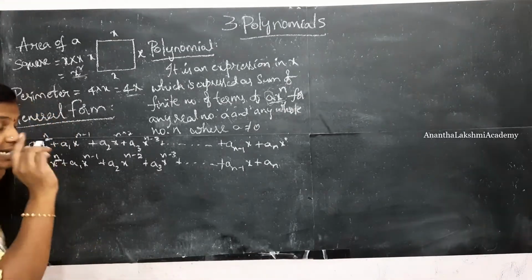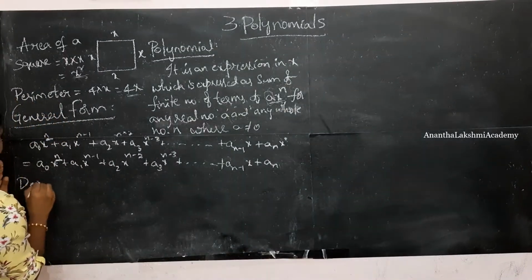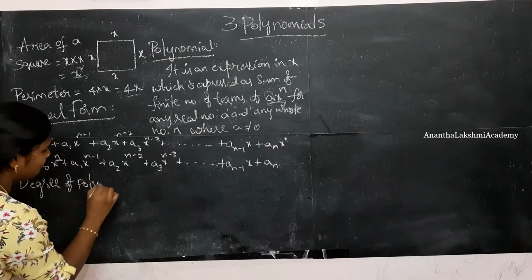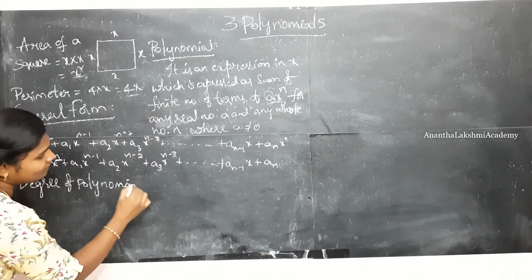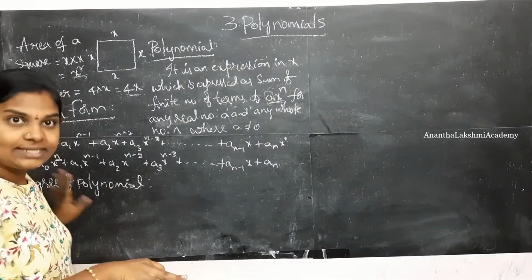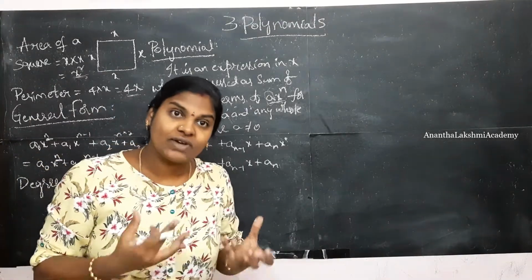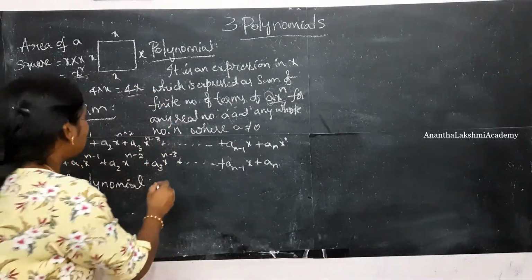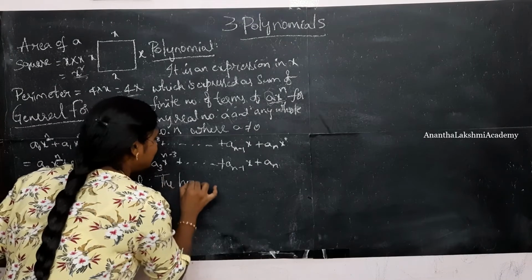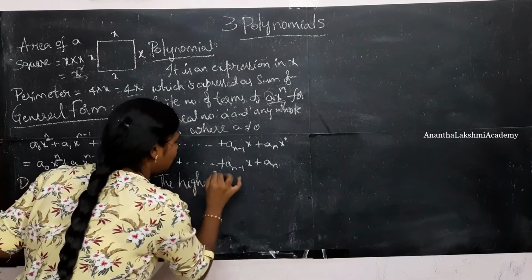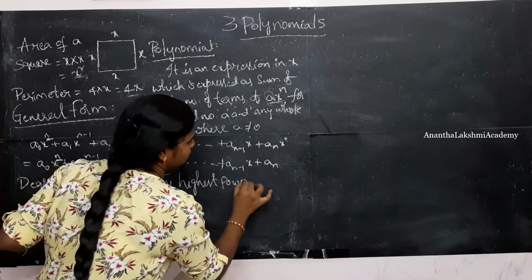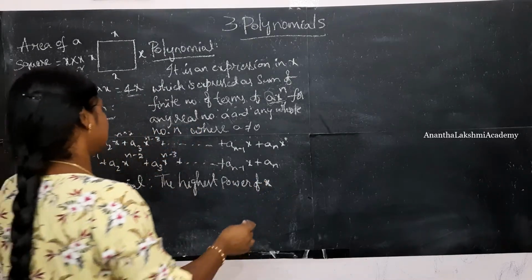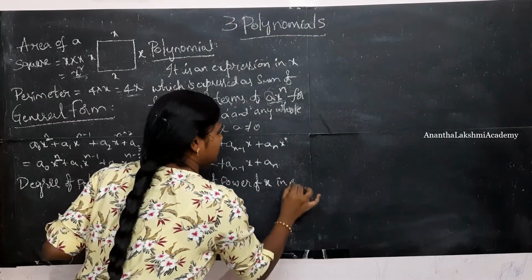What is it? Degree of a polynomial. Degree of a polynomial is nothing but, when you are given an expression in terms of x, the highest power of x that is seen in the expression. In simple words, it is the highest power of x in the expression.